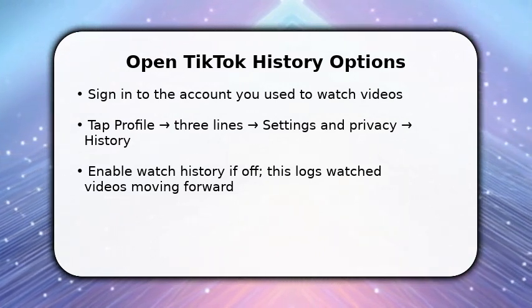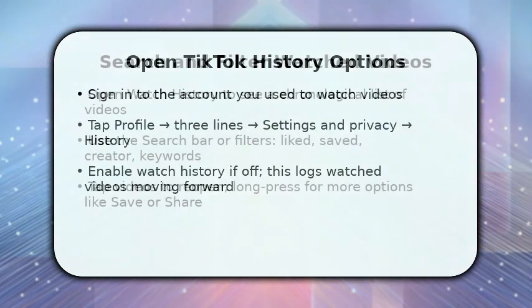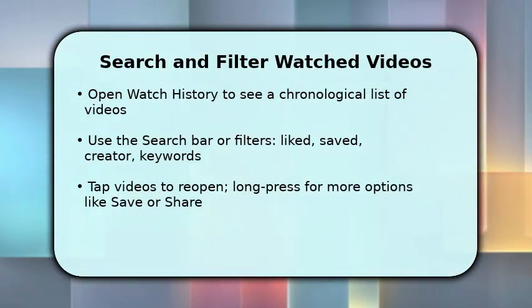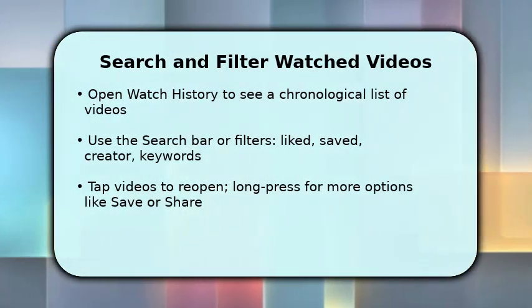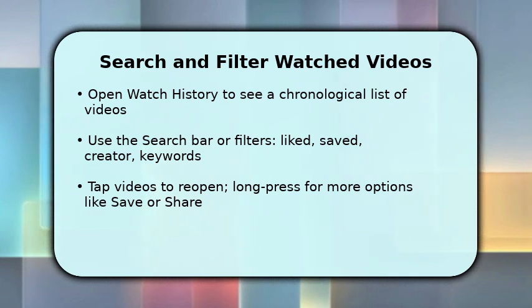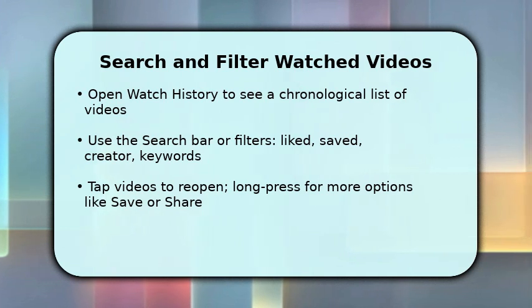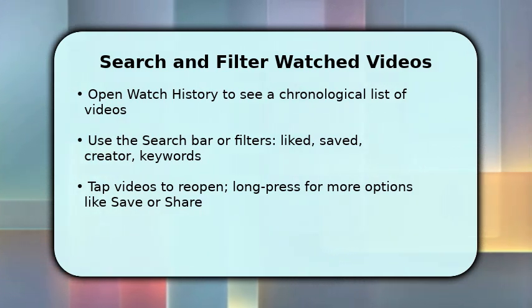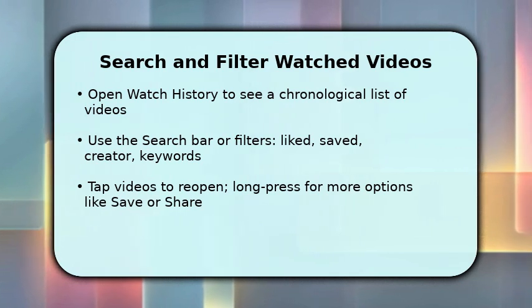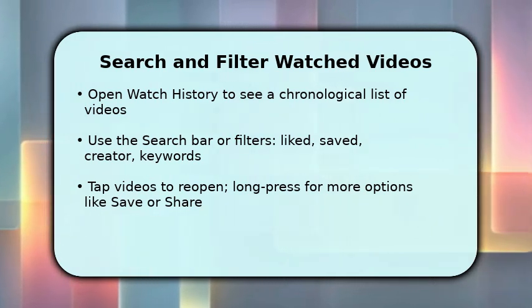Once you're in watch history, scroll to scan recent items and use the search bar to find a specific clip by creator name, keyword, or tag. You can also filter between liked and saved content to narrow results quickly. This reduces time if you remember only the type of video. Tap any entry to reopen it, and long press to save, share, or report.